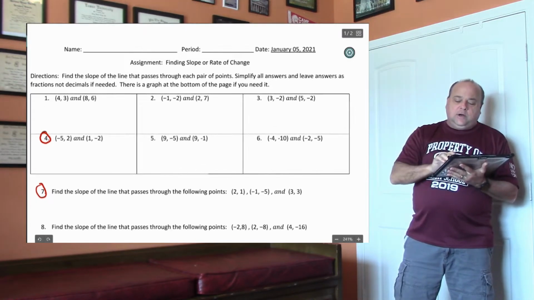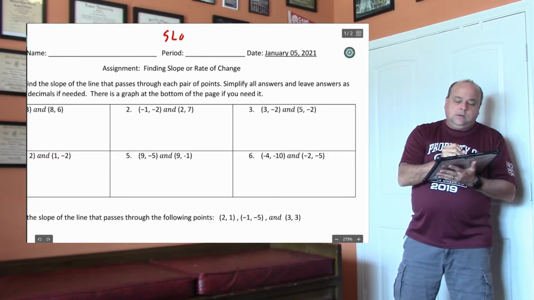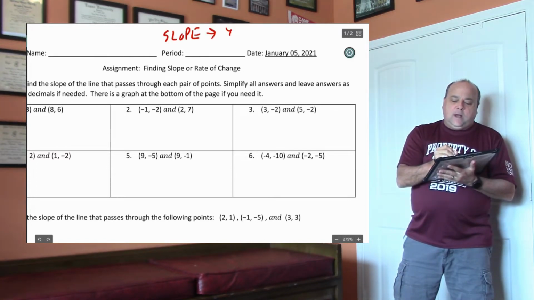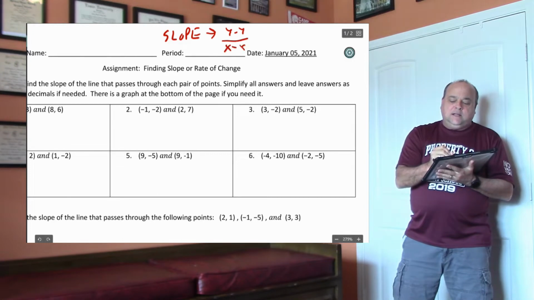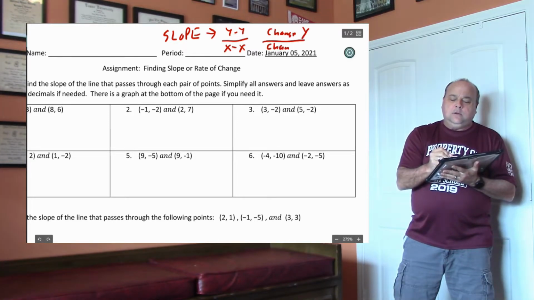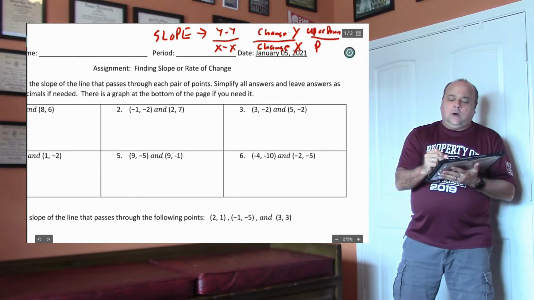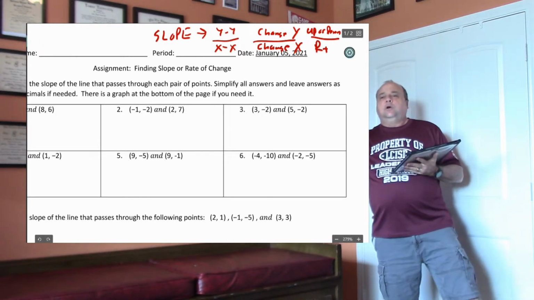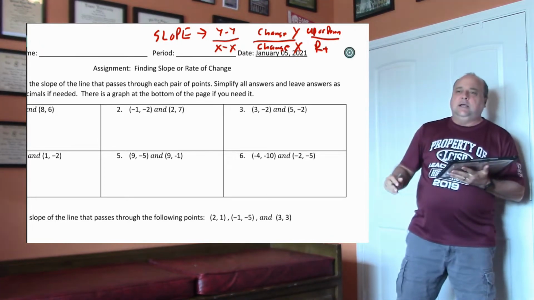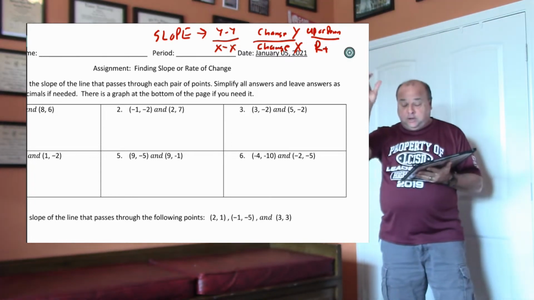So before we start doing anything, let's go to the top, and let's write down slope. And just remember, it's y minus y over x minus x, right? Or you could say the change in y over the change in x. And it's also up or down over right. So we're going to talk about all those things today: how we get the slope of a line, which is the constant rate of change of a linear function.